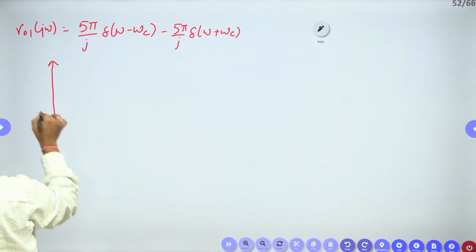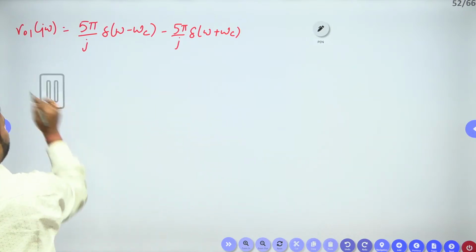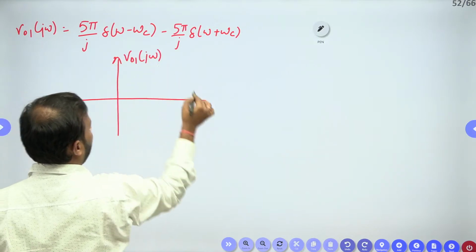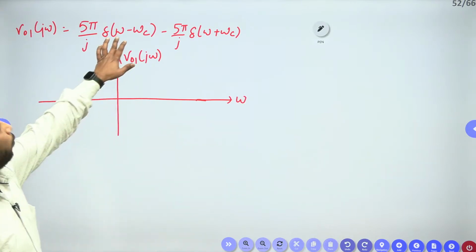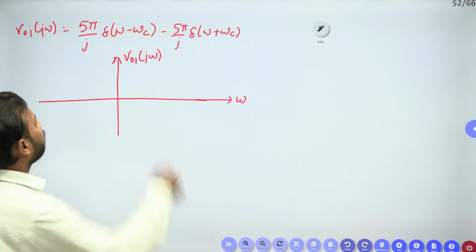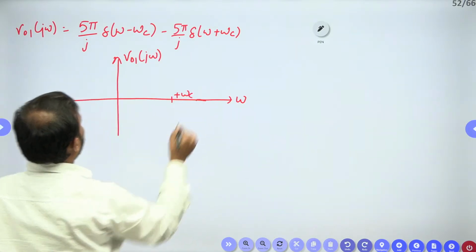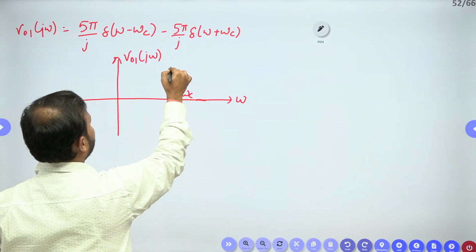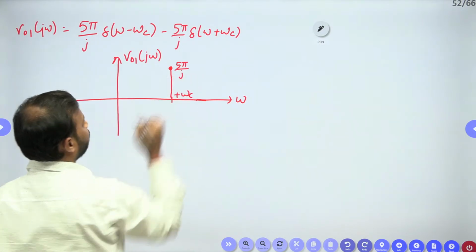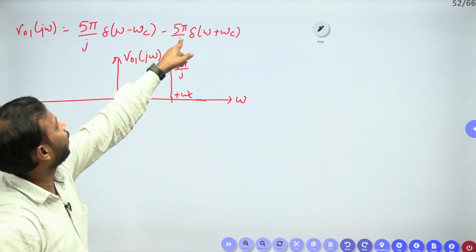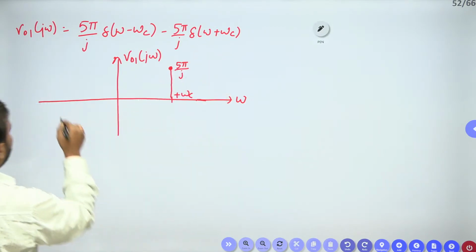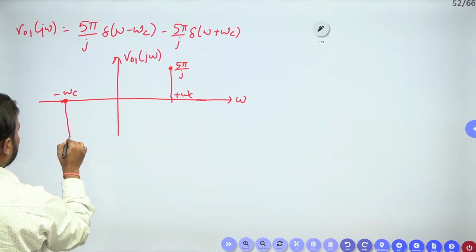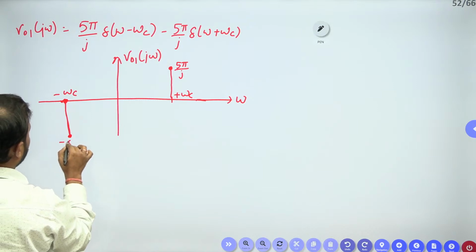So if you plot this one, V01 j omega against omega: omega minus omega c equated to 0 gives you plus omega c. So at plus omega c, what is the strength? 5 pi by j. So this will be strength 5 pi by j. Positive value, isn't it? And this is minus 5 pi by j, but at omega equal to minus omega c, exactly at the same distance. So this will be minus 5 pi by j.